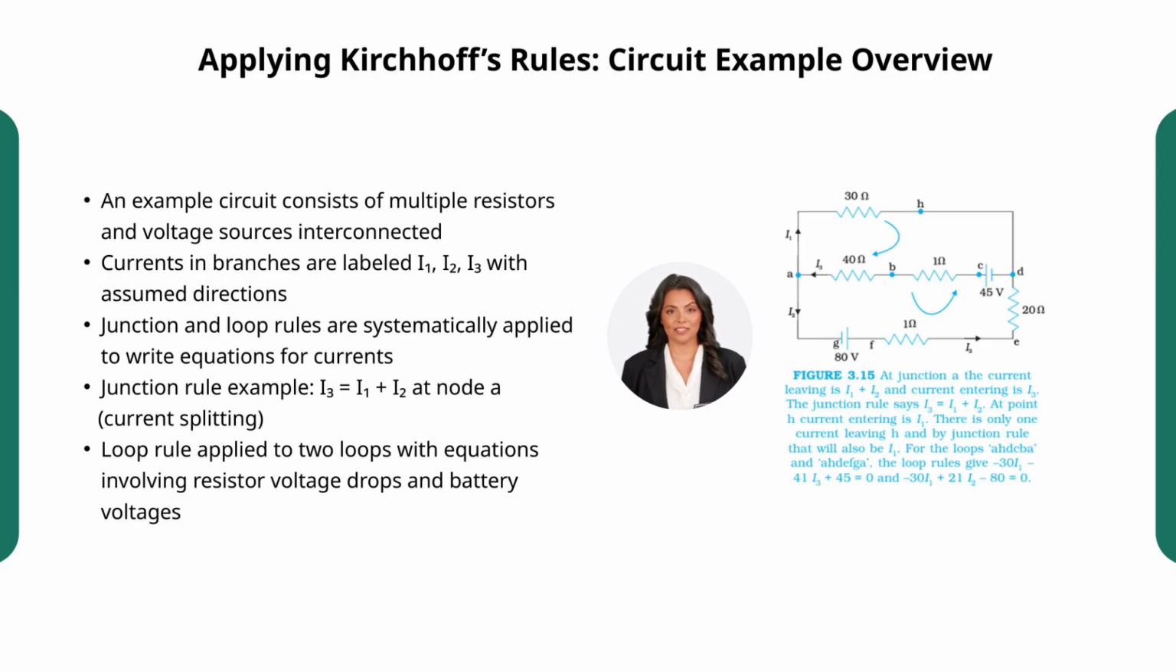These two loop equations, together with the junction relation, form a system of simultaneous equations. By solving these equations, we can find numerical values for the currents I1, I2, and I3, fully describing the current flow in the circuit. This example highlights how systematic application of Kirchhoff's rules and careful current labeling allow us to decode any electrical network. Up next, we'll use symmetry and Kirchhoff's rules in a cube resistor network example to deepen understanding.